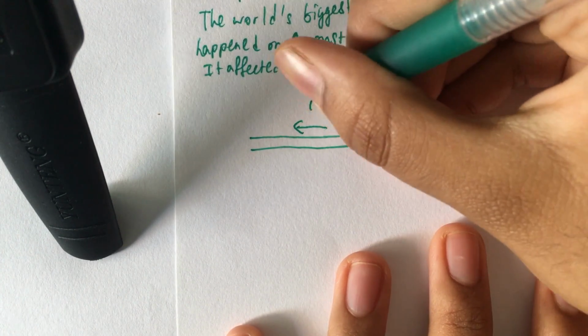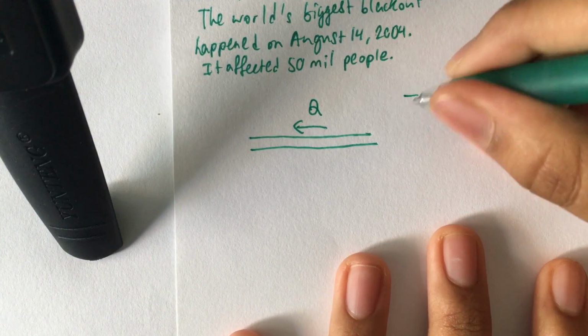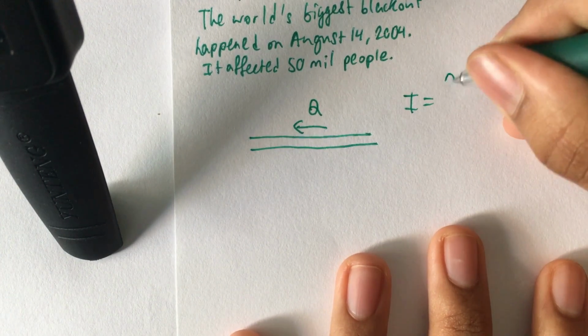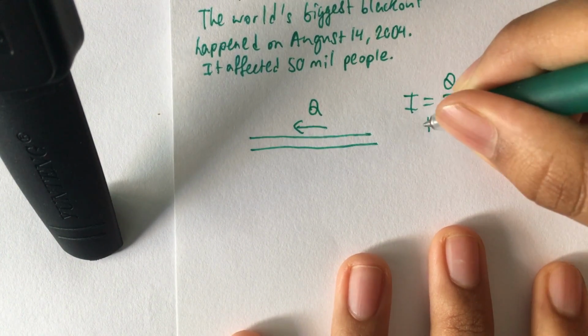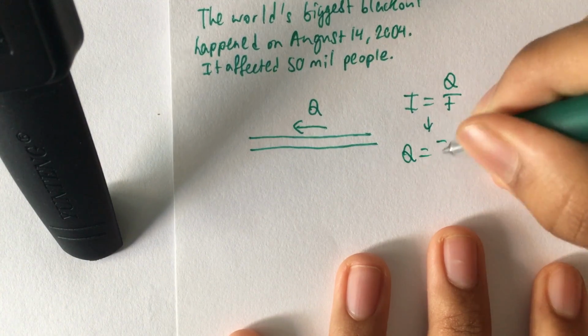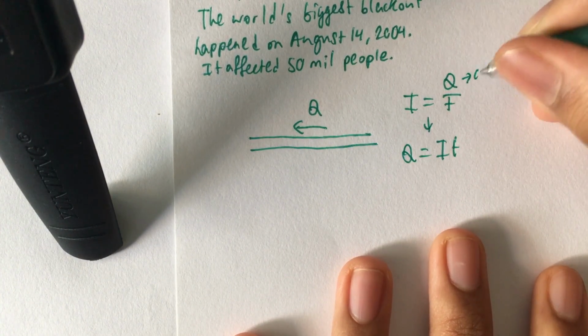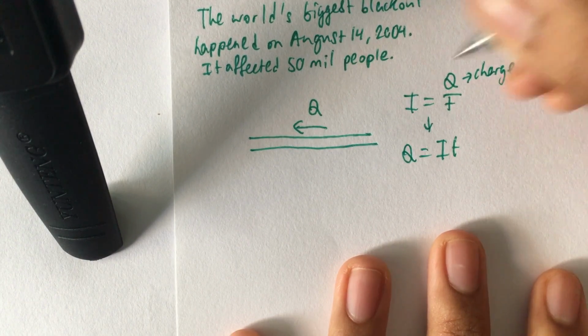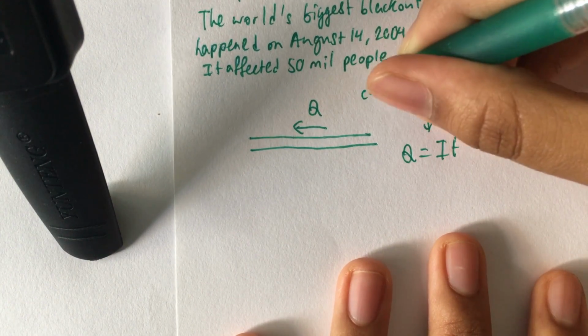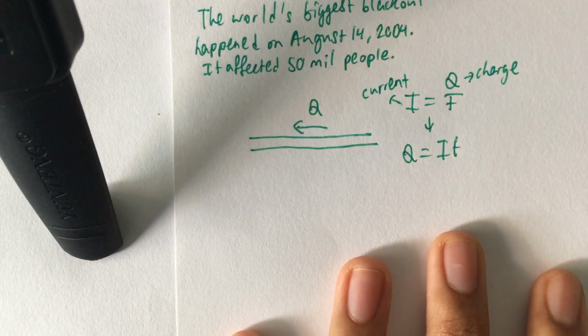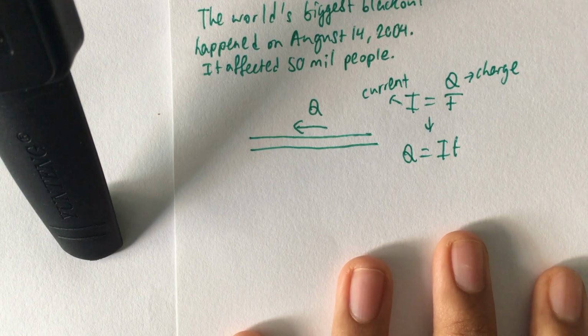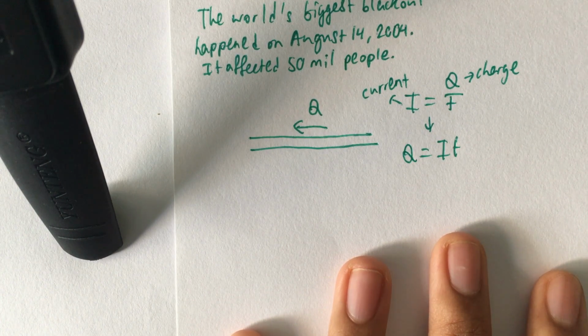And that's why, if you look at the equation, Q is charge and current is I. So Q is equal to I times T. And vice versa, you can say I is Q over T, so the amount of charge flowing through per second. That's pretty much it.